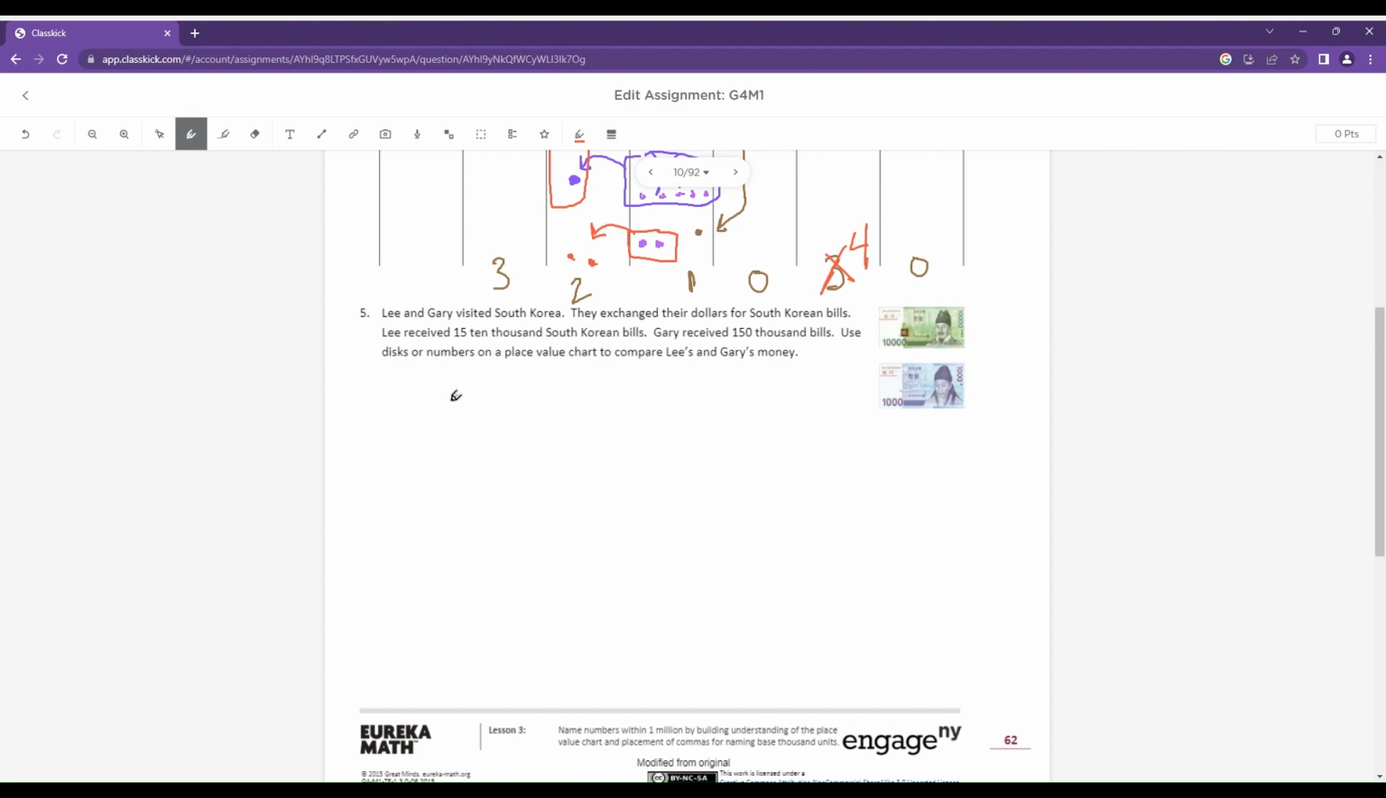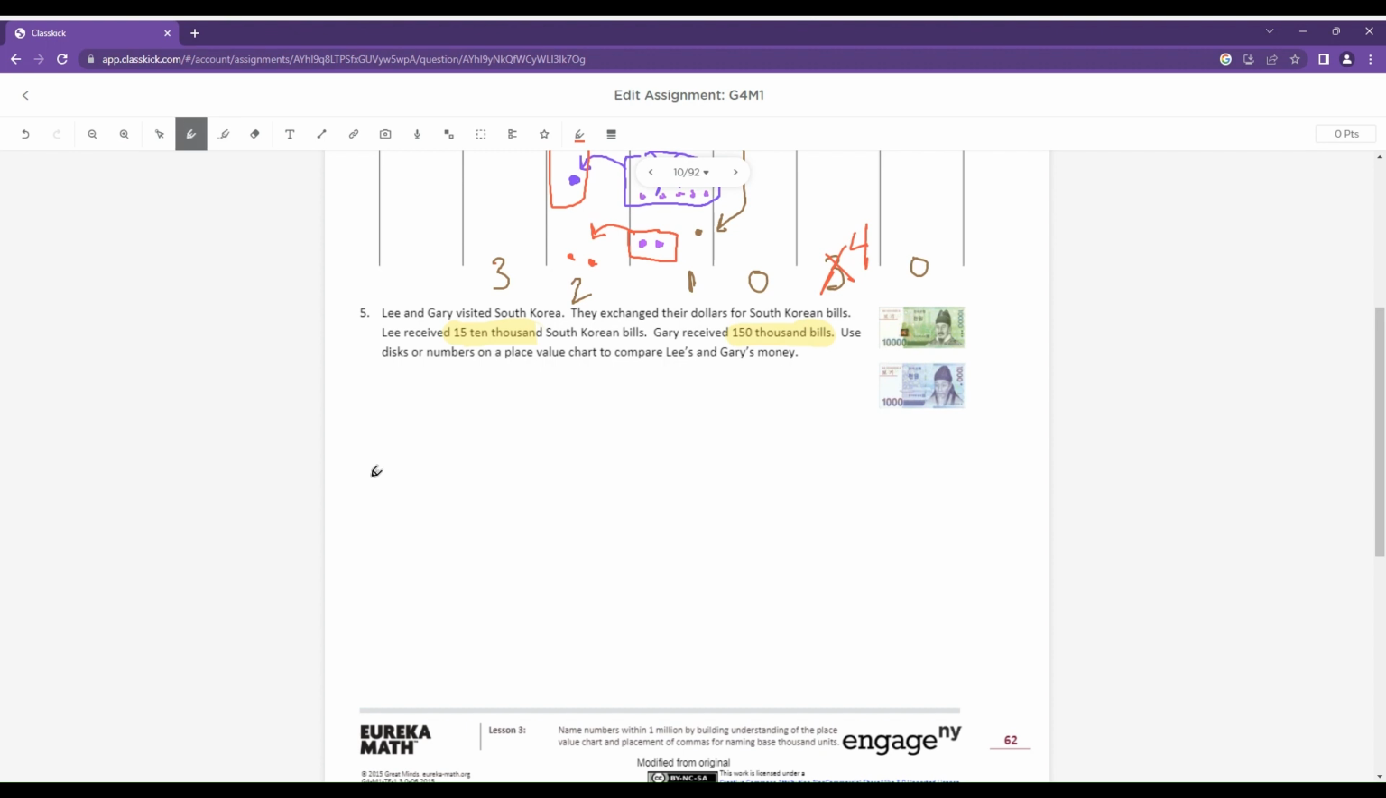Number 5 says Lee and Gary visited South Korea. They exchanged their dollars for South Korean bills. Lee received, this is probably important, 15 10,000 South Korean bills. Gary received 150,000 bills. Use the discs or the numbers on a place value chart to compare Lee and Gary's money.